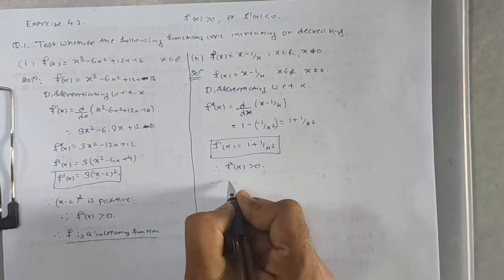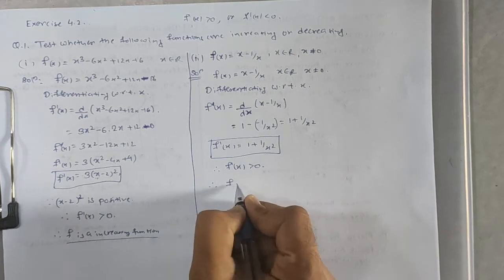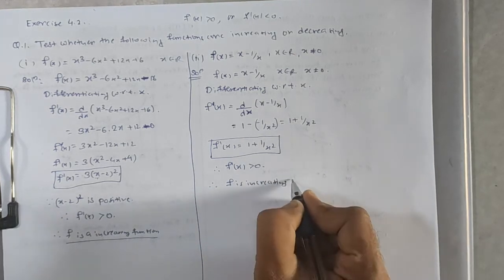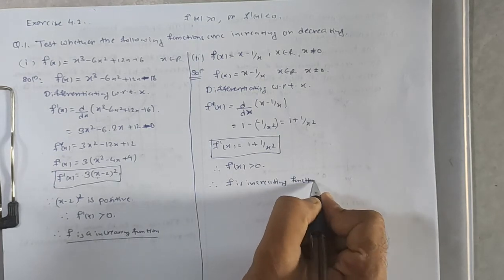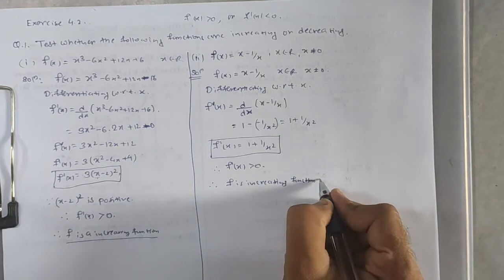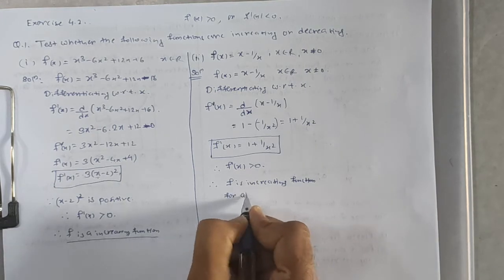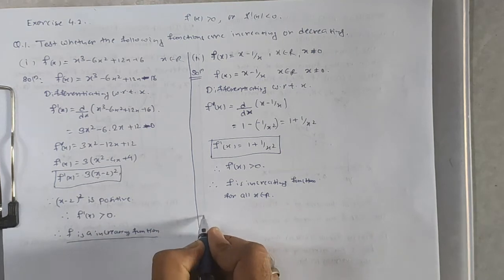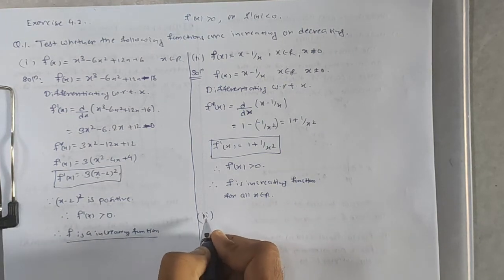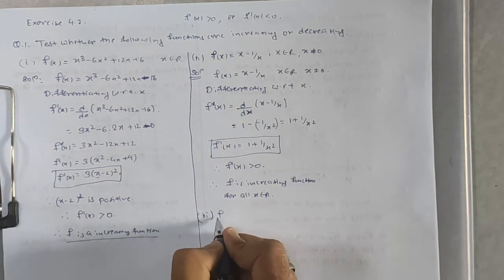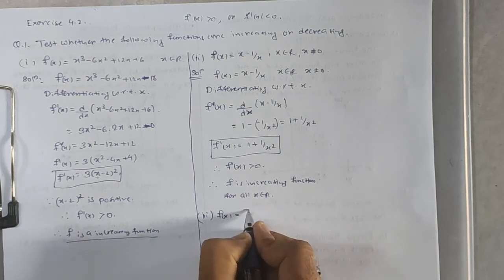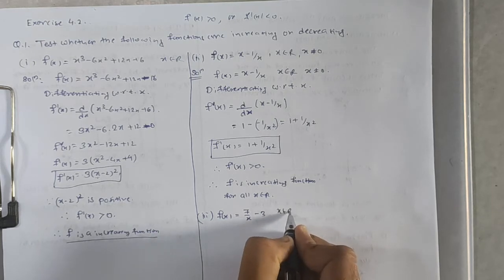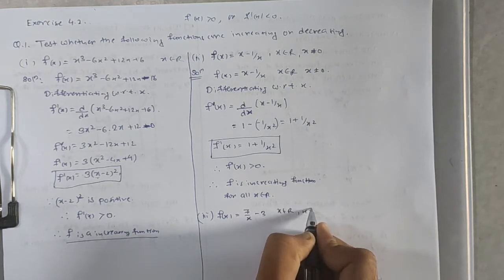Therefore f is an increasing function for all x belonging to real numbers. Now the third sub question, which is f of x equals 7 by x minus 3, where x belongs to real numbers, x not equal to 0.